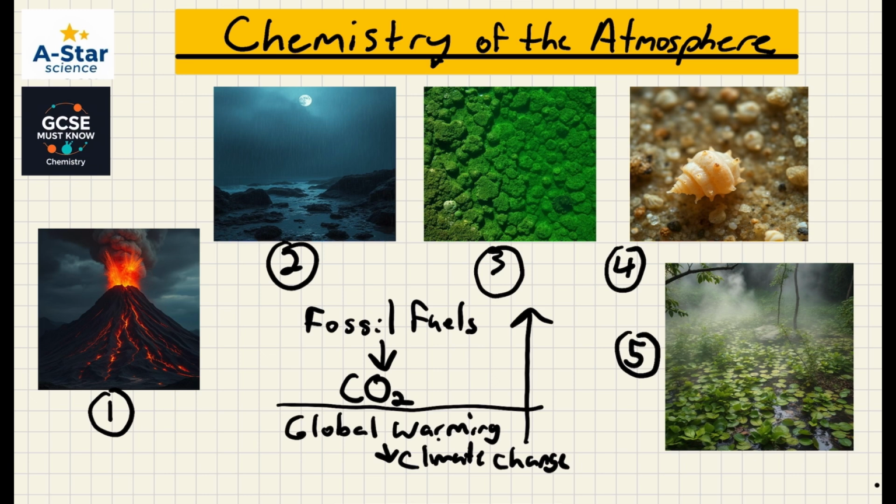So this is the chemistry of the atmosphere and how the atmosphere has changed over time. Scientists believe that our atmosphere was actually quite like other atmospheres present in our solar system, like Mars and Venus. But our atmosphere over time has changed from that, primarily due to the action of green plants.